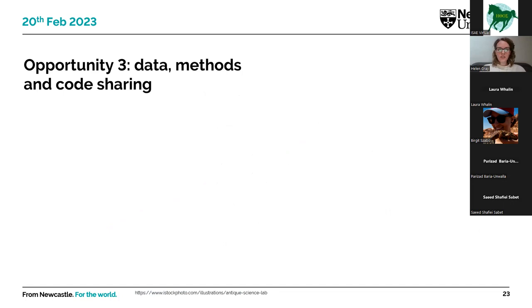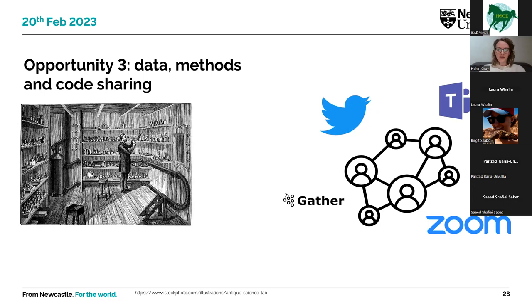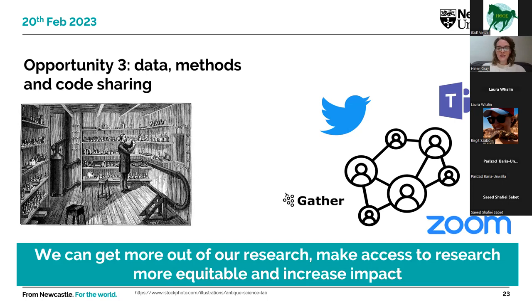And my final opportunity to discuss is data, methods and code sharing. When we think of what a traditional scientific laboratory looks like, we might picture something like this, one man on his own in a darkened room. We know that that's no longer what science looks like, and that's really demonstrated by this online webinar tonight. We are networks of researchers across the globe able to share our science with each other. And we can get more out of our research, make access to research more equitable, and increase impact if we do share.